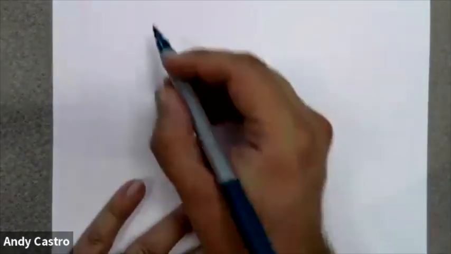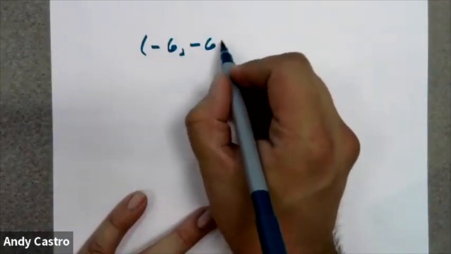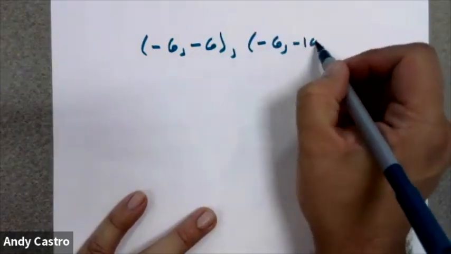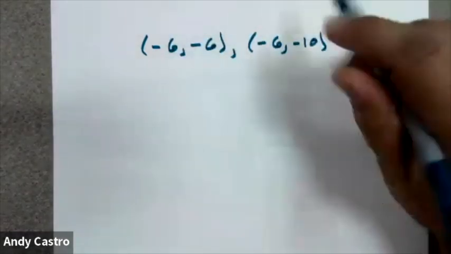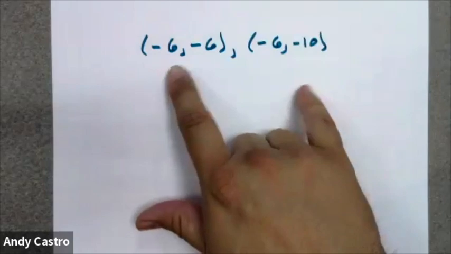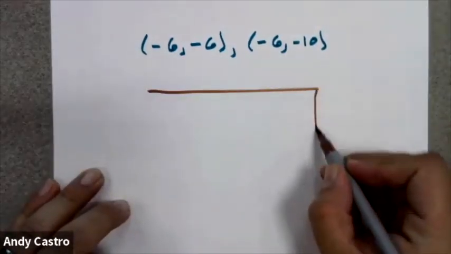So let's do one more example. Let's do -6, -6, and then -6, -10. So we'll look at both the distance and the midpoint here. Since these are all negative, this is going to be third quadrant. This is going to be third quadrant. I'm just going to draw the third quadrant.